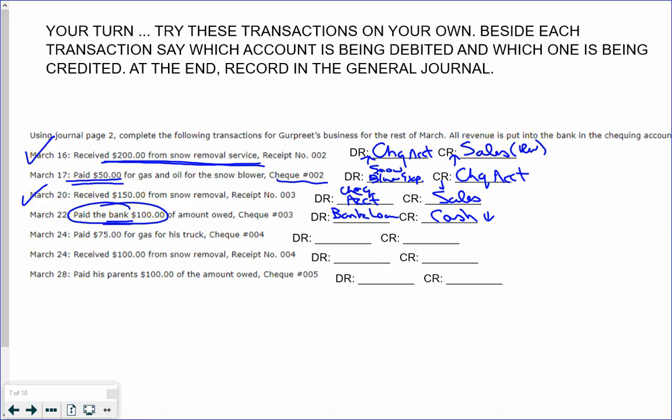You paid $75 for gas for the truck. So cash again is going to go down, so that's a credit. Gas for truck, that would be a truck expense.